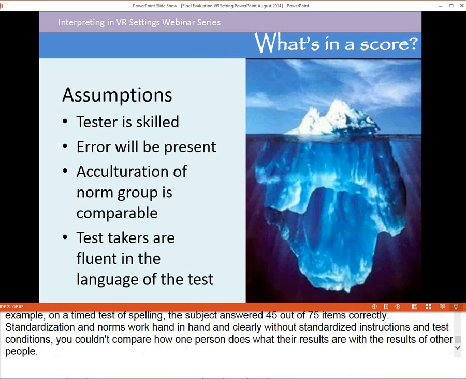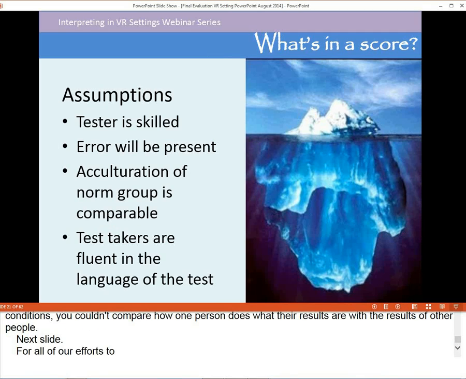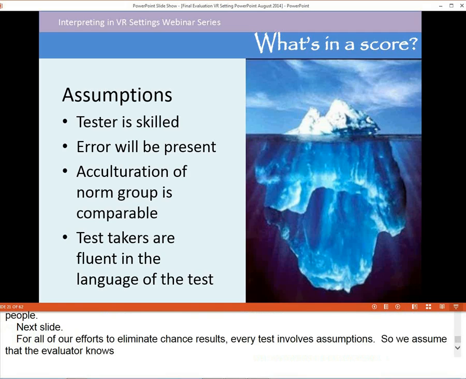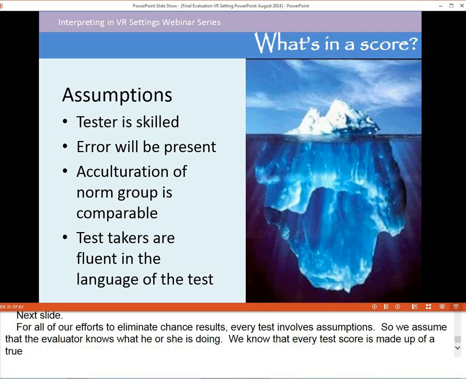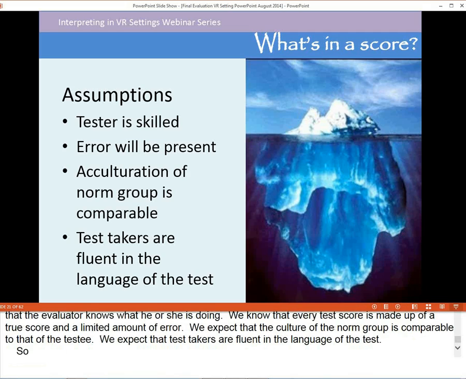Next slide. For all of our efforts to eliminate chance results, every test involves assumptions. So we assume that the evaluator knows what he or she is doing. We know that every test score is made up of a true score and a limited amount of error. We expect that the culture of the norm group is comparable to that of the testee. We expect that test takers are fluent in the language of the test. So obviously, there could be some problems here.